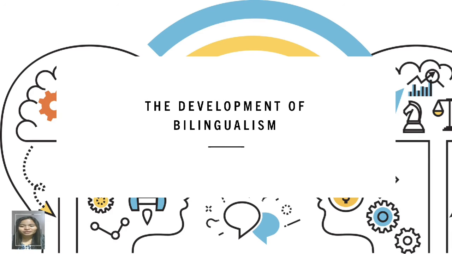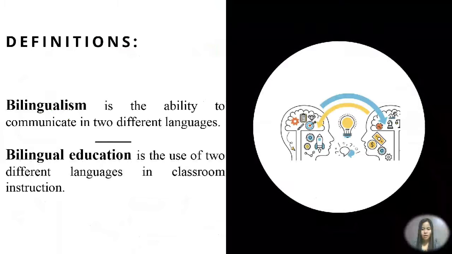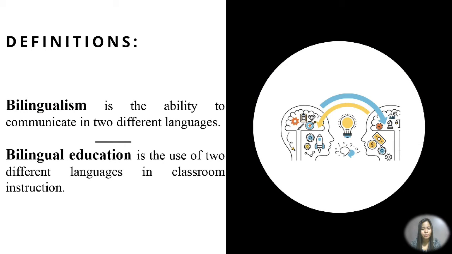Now let's have first the definition of bilingualism and bilingual education. We have already tackled the different definitions of bilingualism. Again, when we say bilingualism, it is the ability to communicate in two different languages. And when we say bilingual education, it is the use of two different languages in classroom instruction.